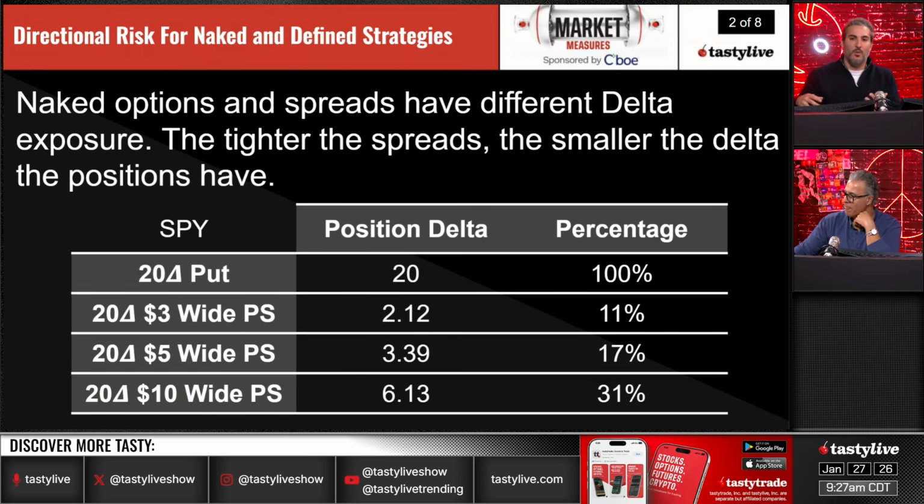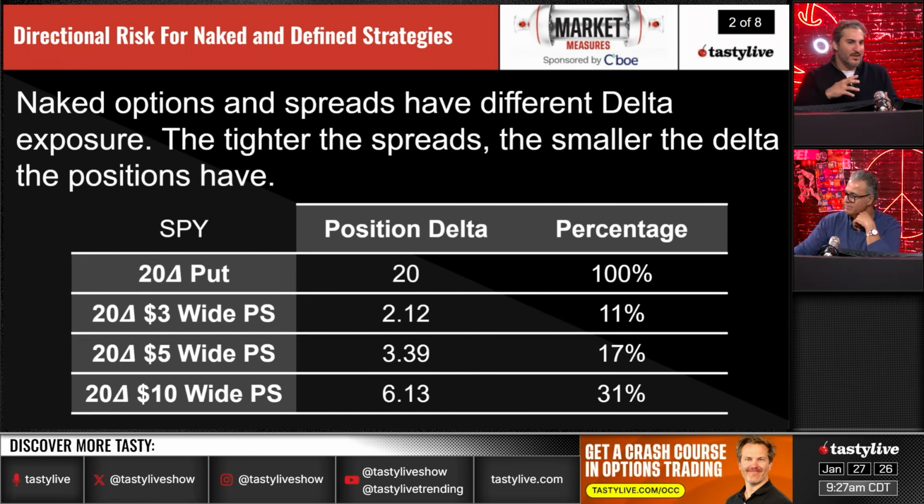So you can see as you get wider, you get more delta exposure. This is an example of what we mean by a synthetic naked position. That's correct. You're in an IRA account and you sell a 20 delta put, to be synthetically naked, you'd buy a 2 or 5 delta put to define the risk.